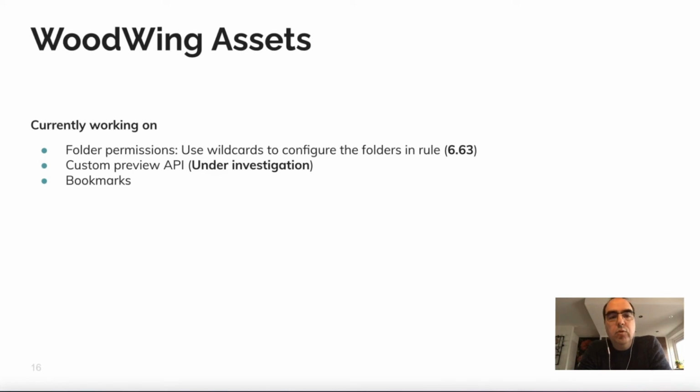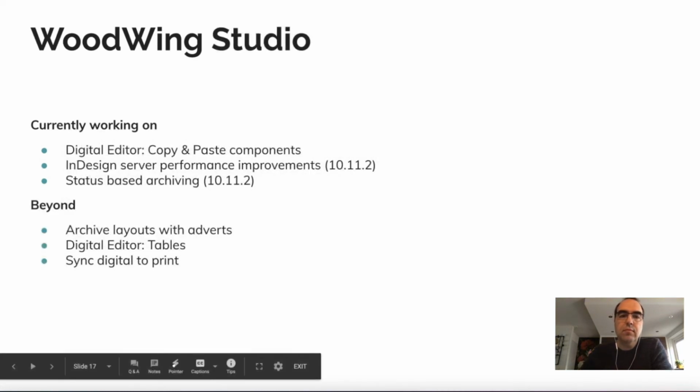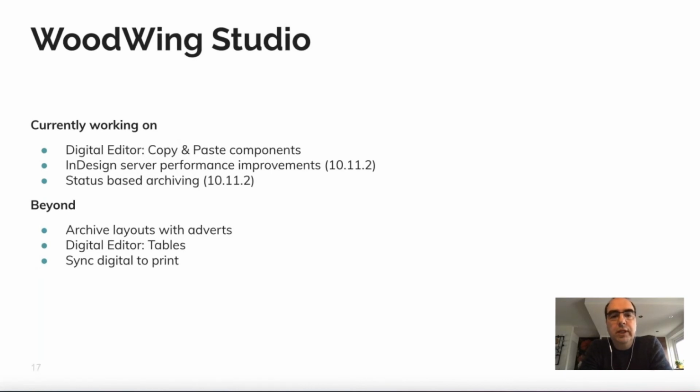And thirdly, we are working on bookmarks, which is a combination of a user-saved search and perspective. For WoodWing Studio, we are working on copying and pasting components. You can already copy and paste components from assets to the digital editor or from the preview of an article to the digital editor. And we're now adding the ability to also do that within an article so that you can use the command C, X, and V.